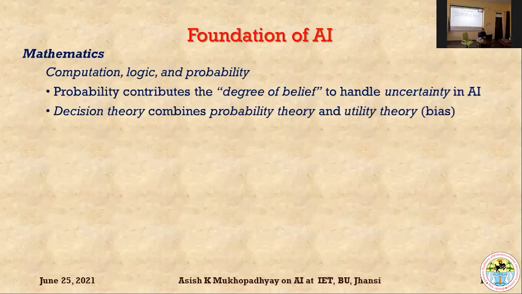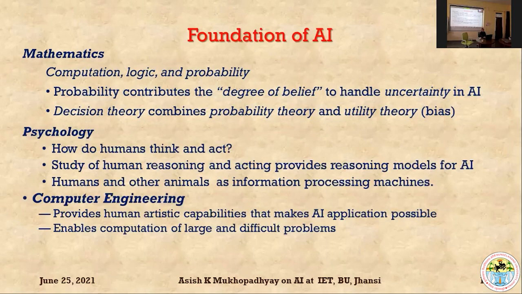The foundation of AI is definitely mathematics. A lot of mathematics is involved, like computation, logic, analysis, and probability. Probability contributes the degree of belief to handle uncertainty in artificial intelligence. Then decision theory combines probability theory and utility theory, and this is the basis. This bias will come across, and the degree of belief will also come across later on.